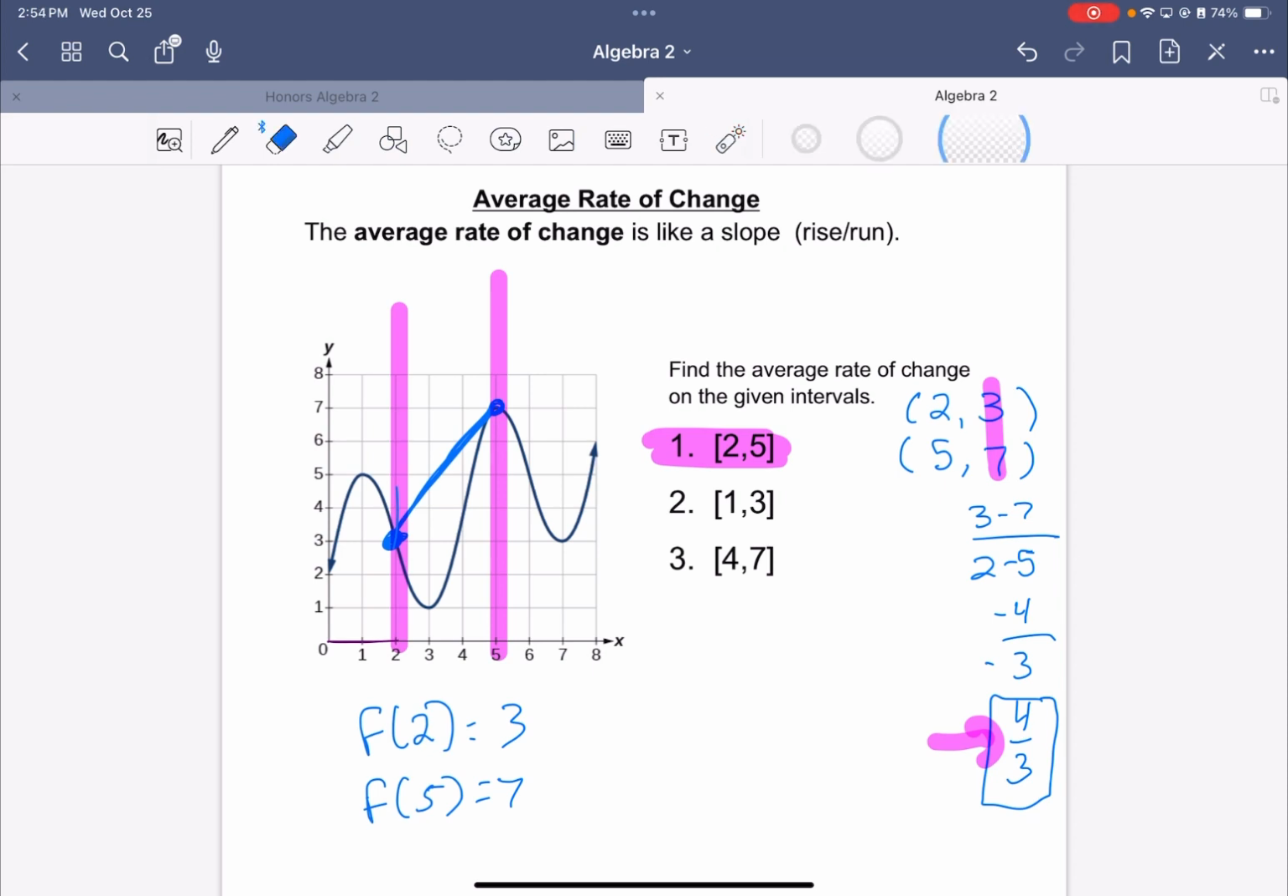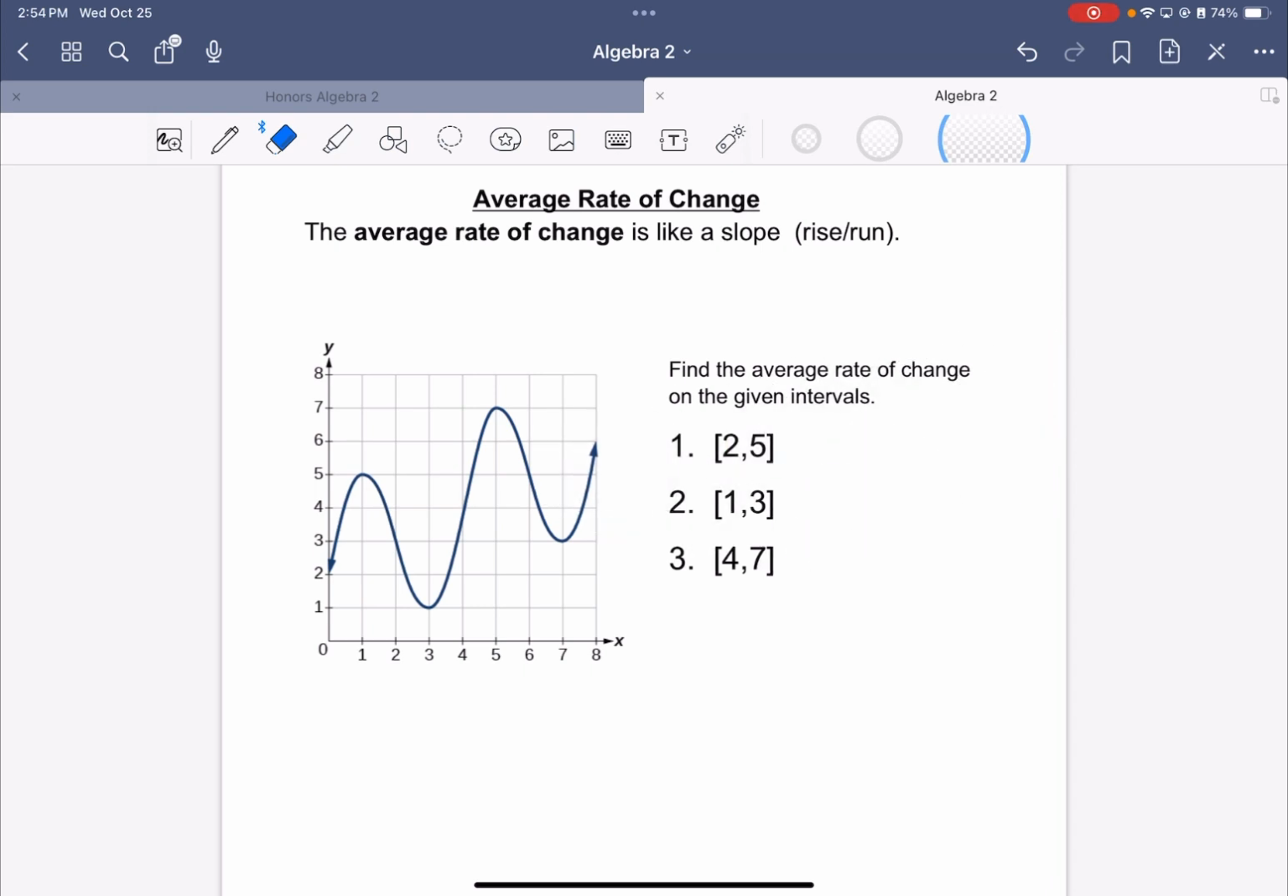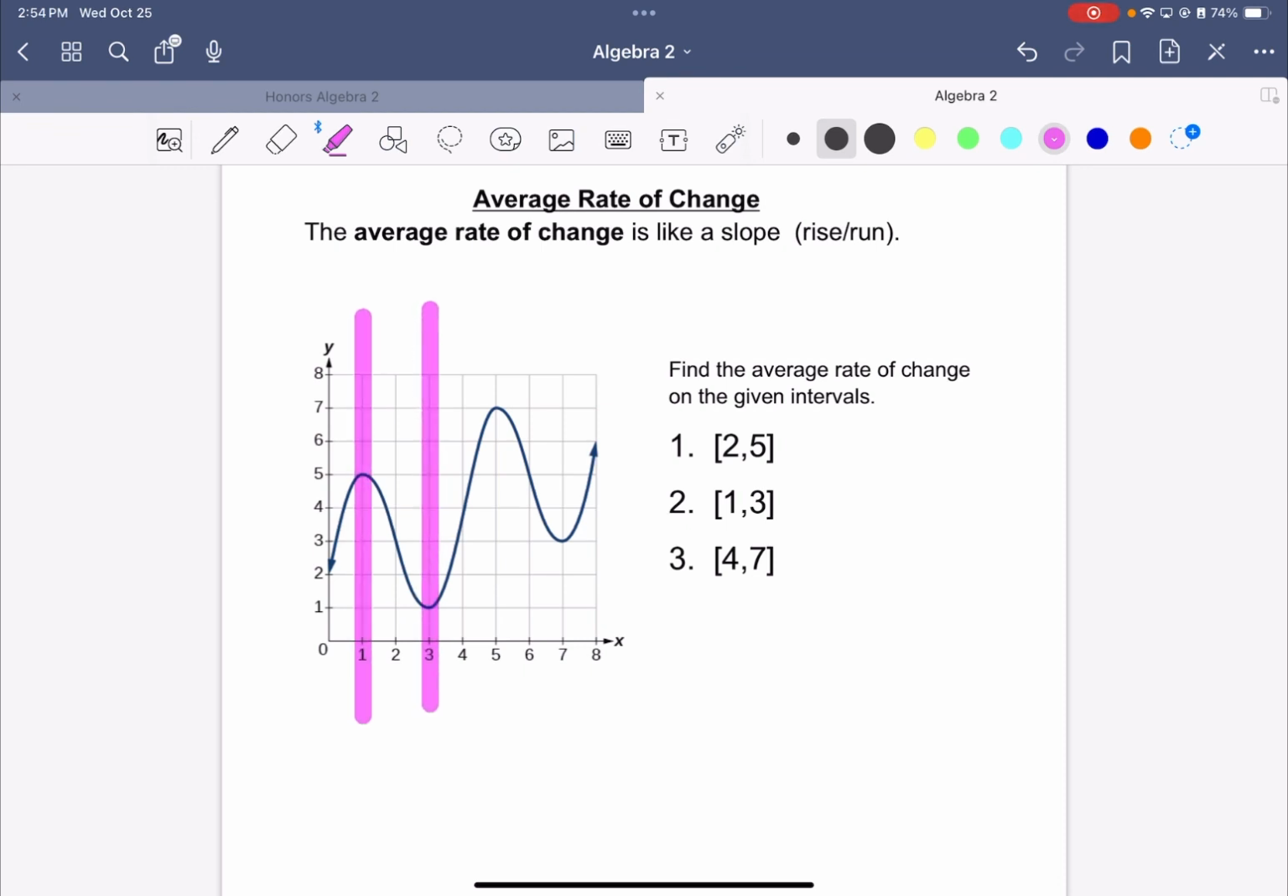Okay, so now that we've got the first one taken care of, now we're going to find the average rate of change for the interval from 1 to 3. Now, if you do it like I just did it, just draw those interval vertical lines, you can see it's that point right there, and it's that point right there.